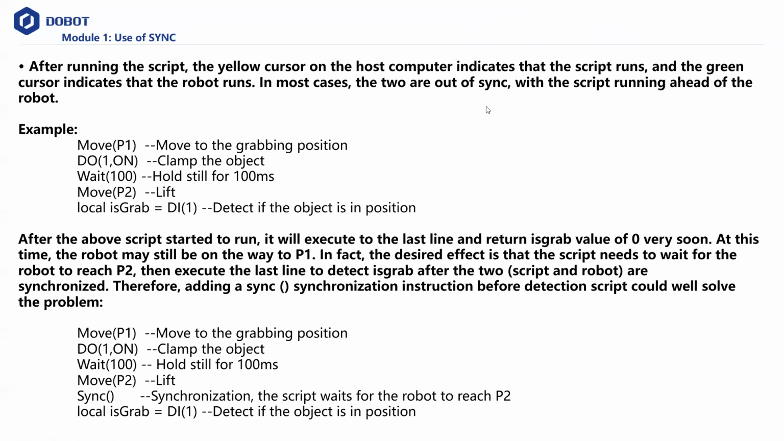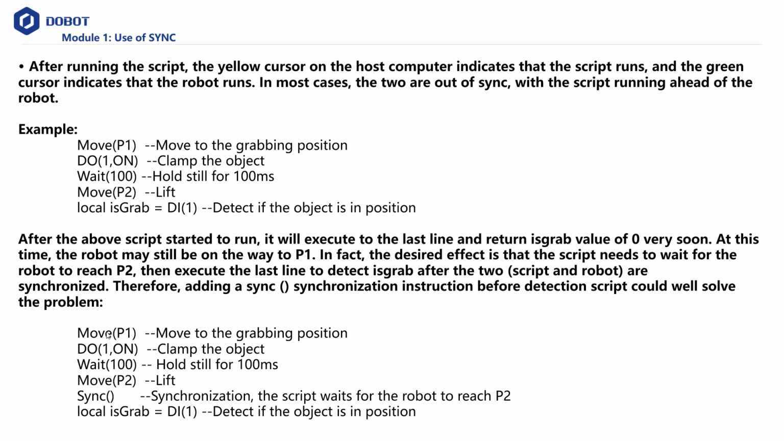And then, after the above screen started to run, we will set it to the last line and return the script value of 0 very soon. So at this time, the robot may still be on the way to P1. So in fact, the desired effect is that the script needs to wait for the robot to reach P2. So let's watch these examples.